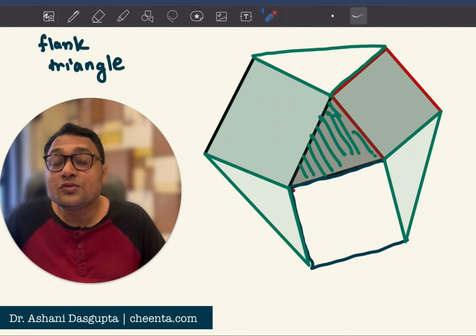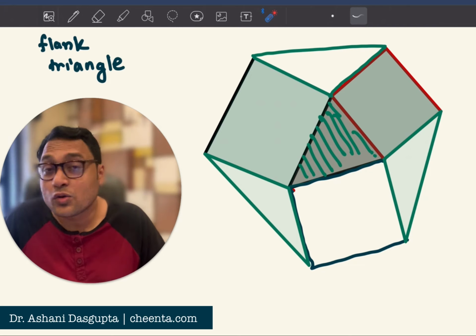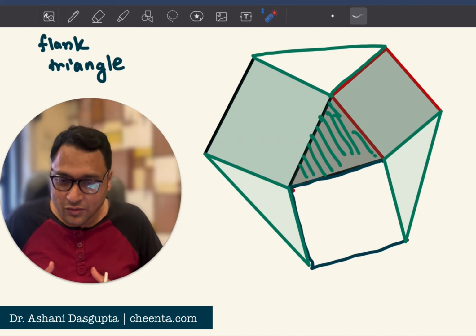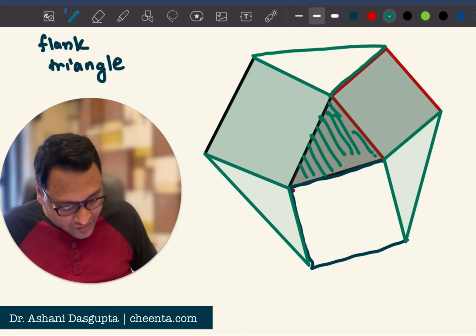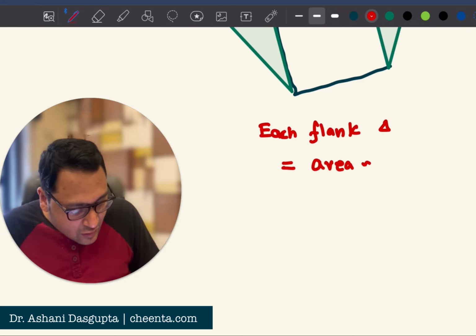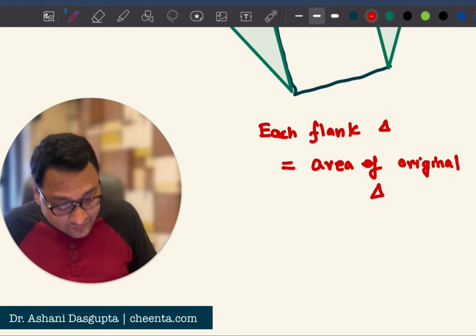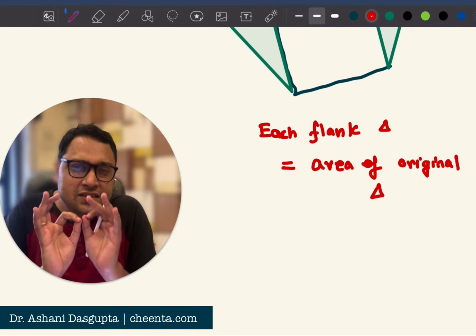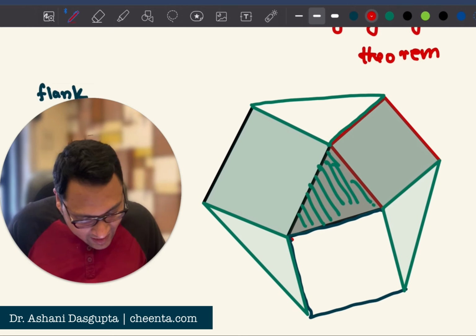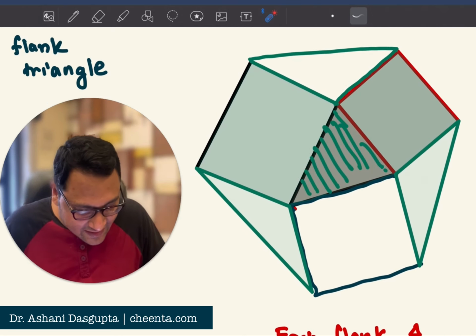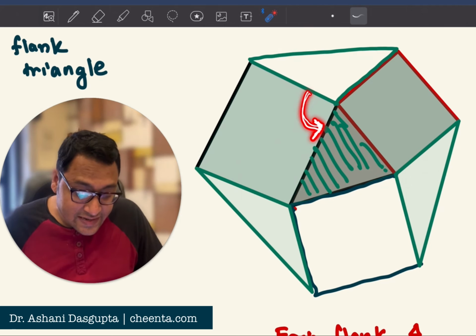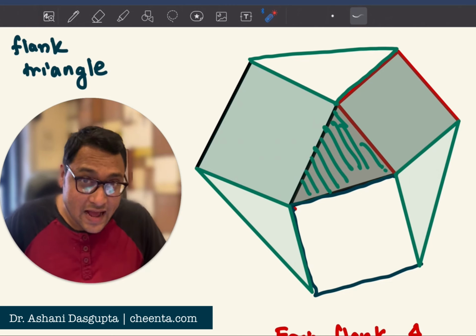And we can do this using a rotation. So let's see how we can prove this theorem using a rotation. So let me write it first. Each flank triangle equals area of original triangle. That's what we want to show. Now notice very carefully what I do here. Okay, it's so fun. What I'll do is, I will rotate, let's say I want to work with this flank triangle. I will rotate this flank triangle by 90 degrees and I'll see what happens.